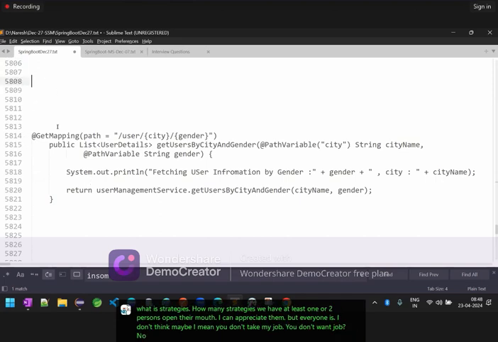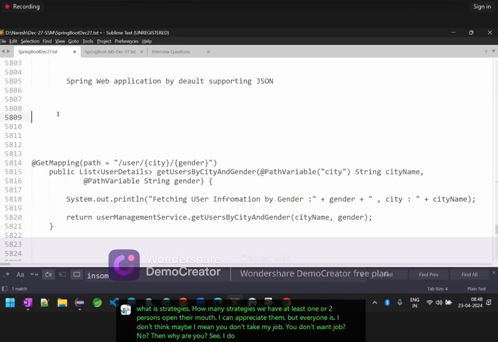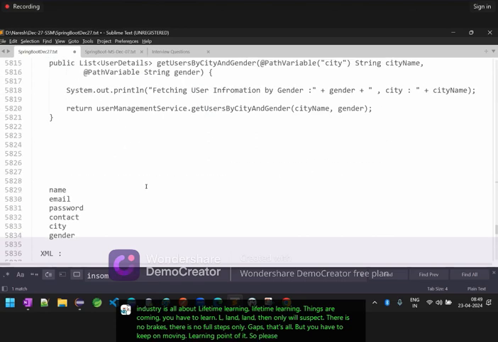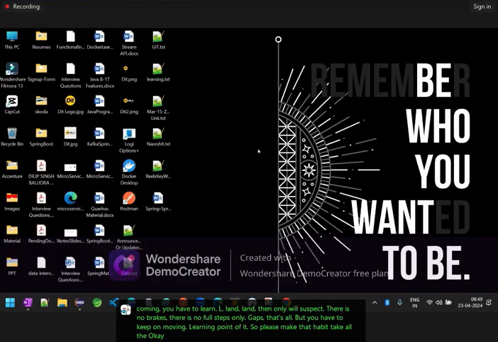See, the IT industry is lifetime learning. Don't feel like it's only one-time learning. It's not like UPSC exams or government exams, where you clear the exam once, you get the job, and in future you never open a book again. No, the IT industry is all about lifetime learning. Things are coming, you have to learn. Then only you will sustain. There are no breaks, no full stops, only gaps, commas. But you have to keep on moving. Learning is the point, so please make that a habit. Don't feel bad about your communication.